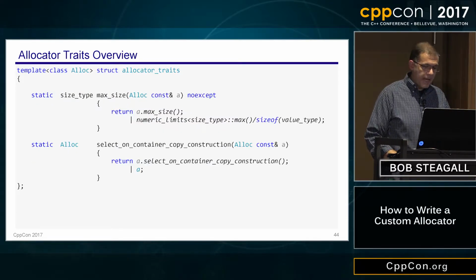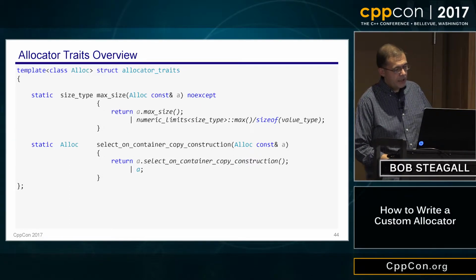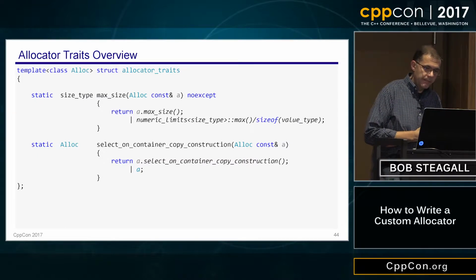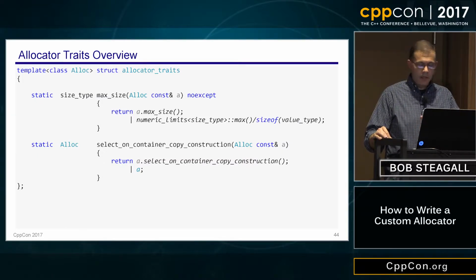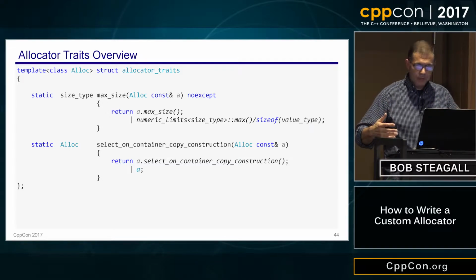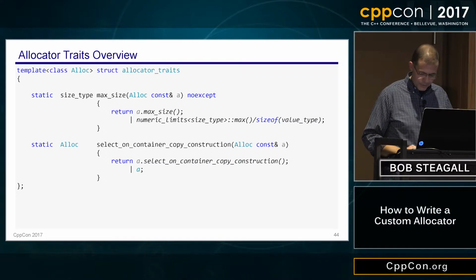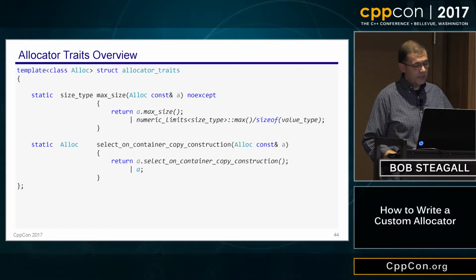There is similar logic for max size, which is not really interesting, but the select on container copy construction is kind of interesting. This is a mechanism by which an allocator at runtime tells a container at copy construction time whether or not it should make a copy of an allocator. And we'll see an example of how that's used. The default logic is to look and see, does your allocator define this member function? If not, it's just going to return the argument.